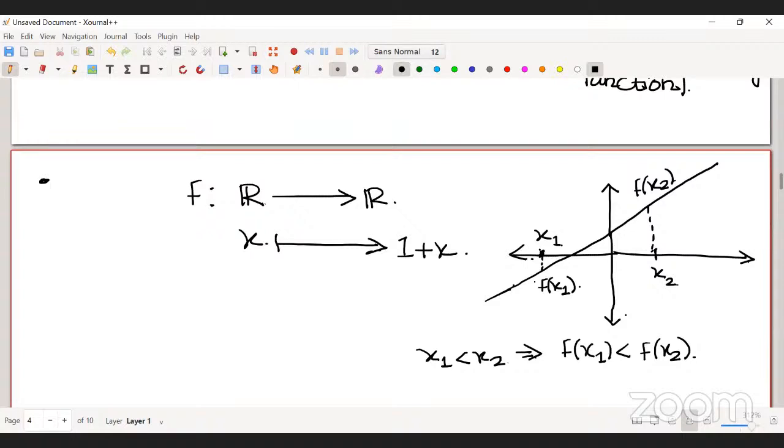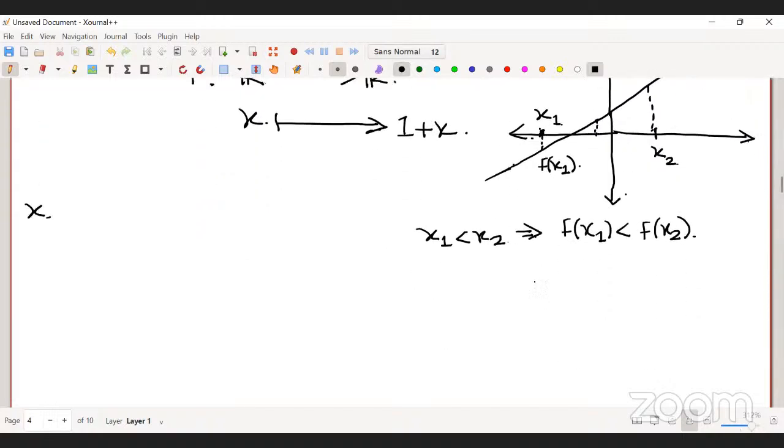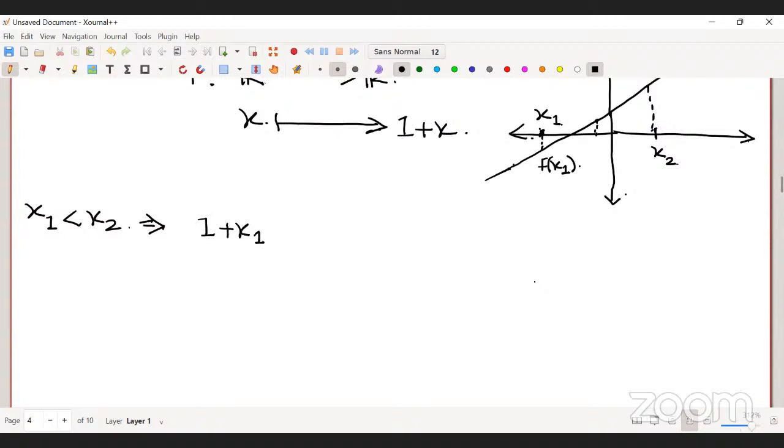You can see it from the graph. If you take some element, this image is less than the image of x2. So we can prove it mathematically. If x1 is less than x2, and we add 1 on both sides, what will I get? 1 plus x1 is less than 1 plus x2, and this is nothing but f of x1, and this is nothing but f of x2. So this is saying if x1 is less than x2, then f of x1 is also less than f of x2.